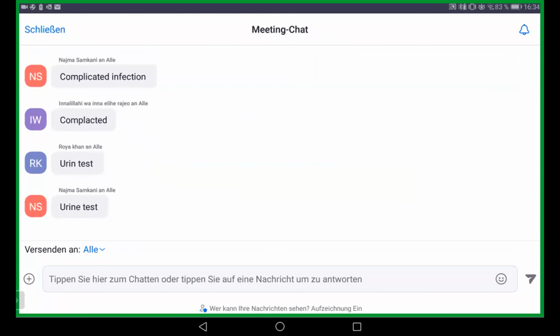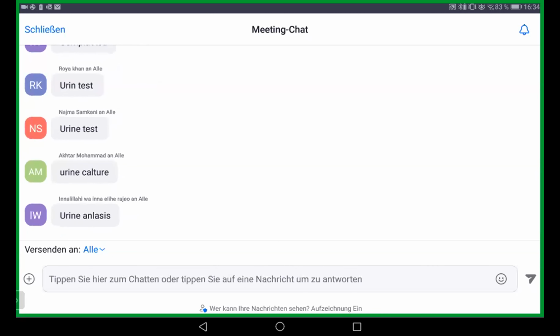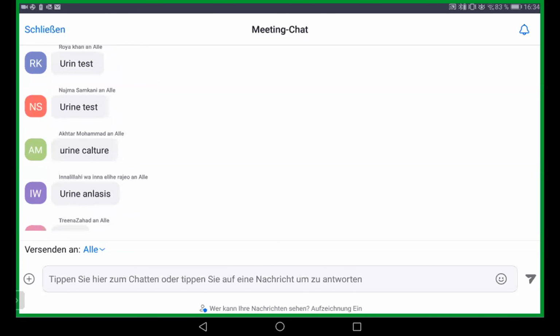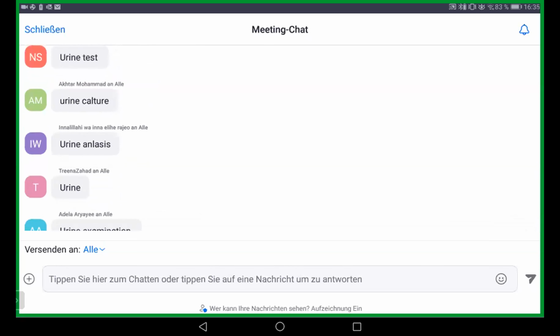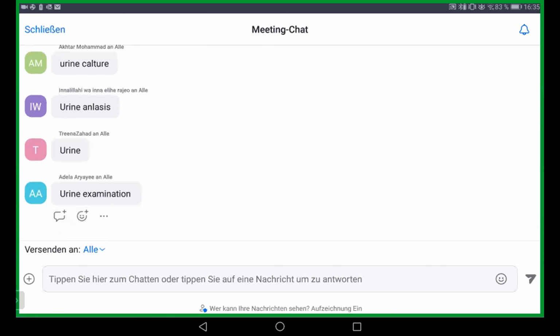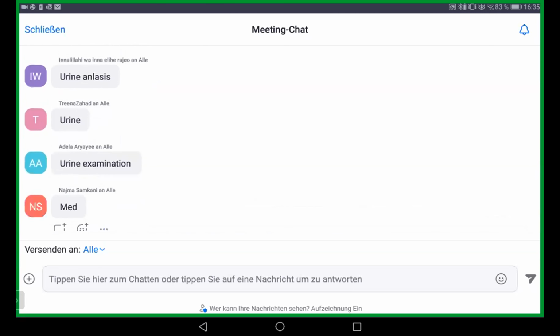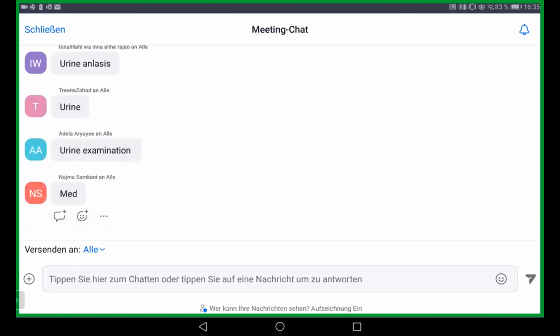Okay, so listen. Great, yeah, urine culture, urine analysis. Okay, is it the first part urine or the middle or the last part of urine? Urine examination, that's correct, that's right. Mid, okay, that's great.